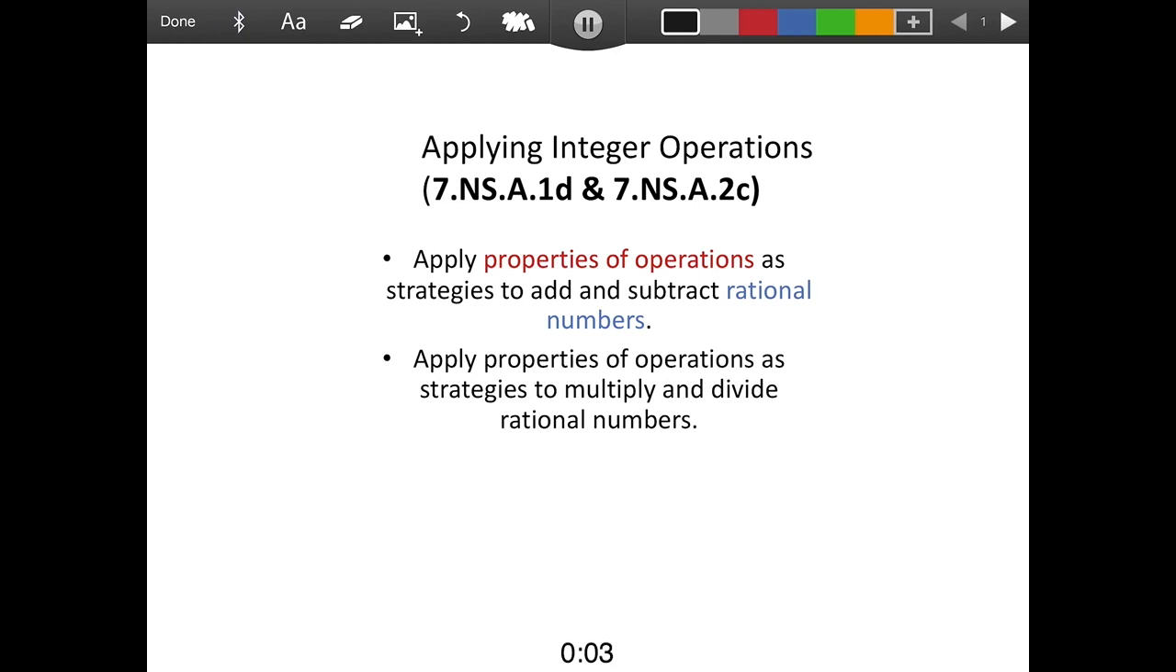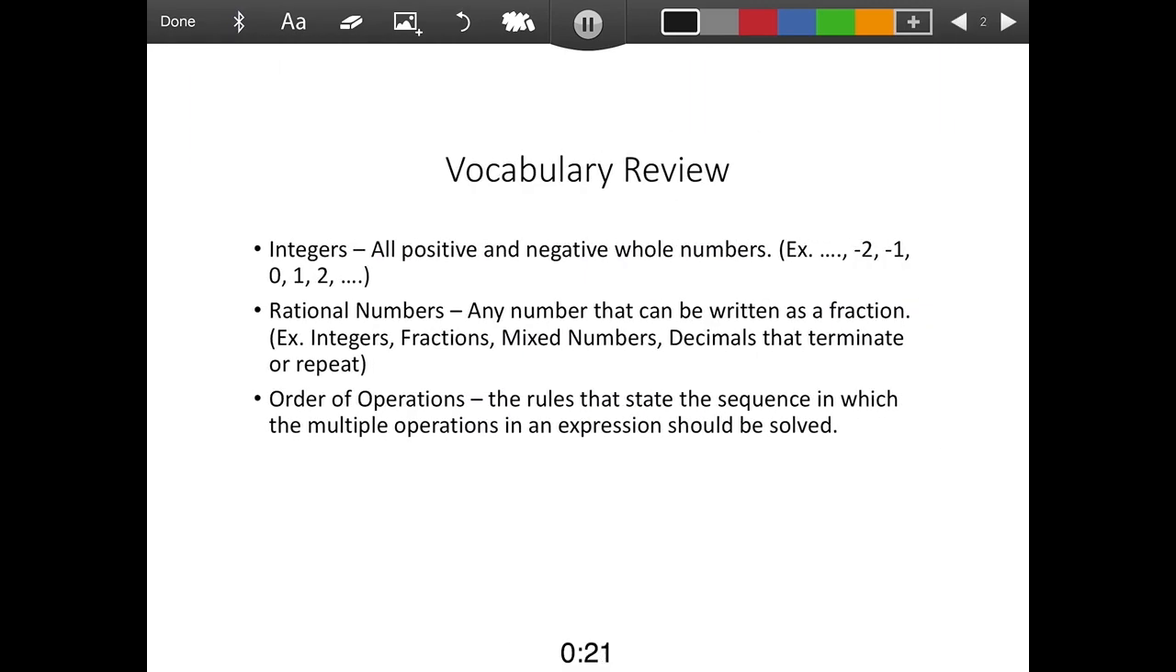All right, boys and girls, let's start activity 4, which is applying integer operations. So really the only thing for this part that we need to remember is the property of operations. And you are probably already familiar with those. And we're going to review real quick the order of operations. So remember, the order of operations are the rules that state the order in which you would apply operations to an expression. So let's look at an example.